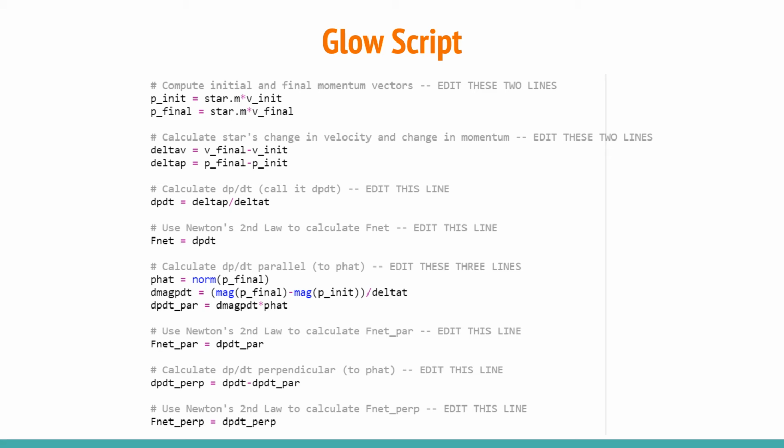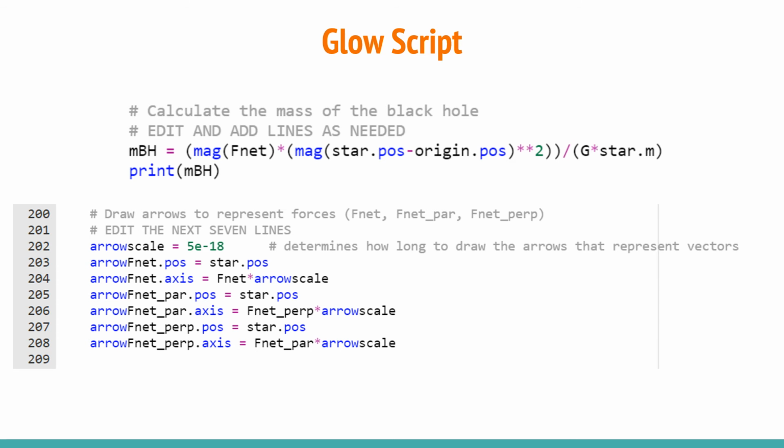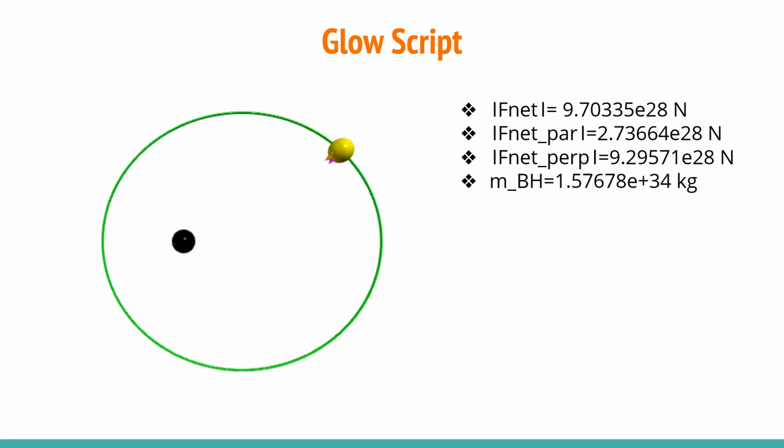I then calculated the parallel and perpendicular components of change in momentum using Newton's second law. I then solved the force of gravity equation for the mass of the black hole and plugged that in to estimate the mass of the black hole. Finally, I inserted arrows to indicate the perpendicular, parallel, and net forces throughout the motion. These are the results of my code.